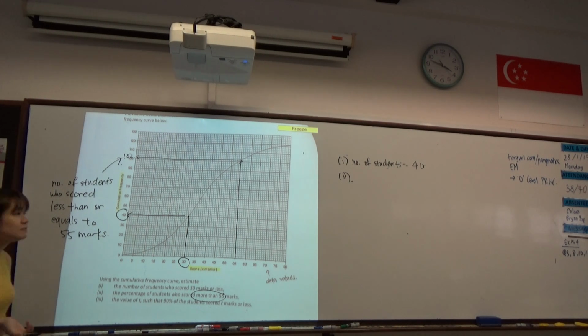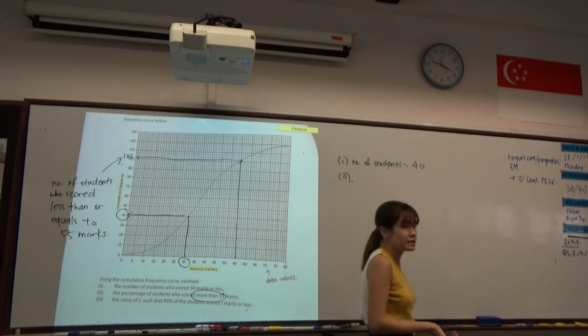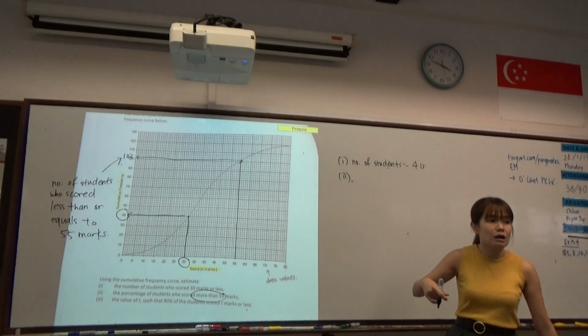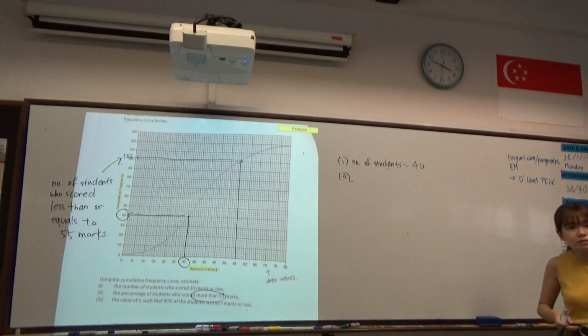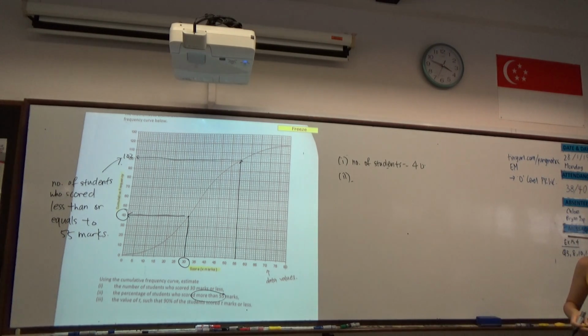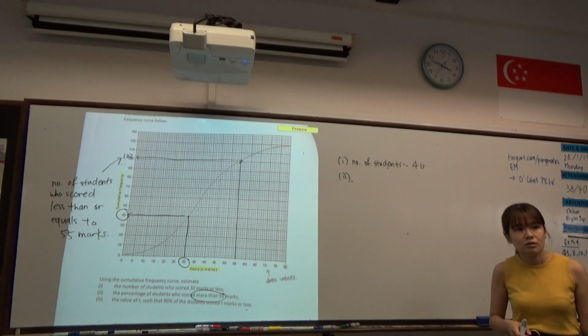Alright, but the question now wants more than, and furthermore they want a percentage. So in order to find more than, how do we do that? What minus what in this case? 120 or 130? 120. Okay, yes.